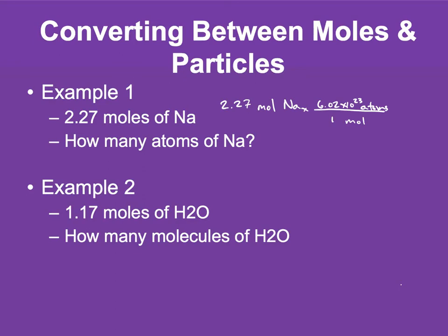So if we take the 2.27 times 6.02 times 10 to the 23rd, we end up getting, and we have to go back to significant figures, don't forget, we've got 3 right here, and this number right here has 3. This bottom number is an exact number. That's exactly 1 mole, so we don't include that. But there's 3 here and 3 here, which means my answer needs 3 of them. This is going to be 1.37 times 10 to the 24th atoms of sodium.